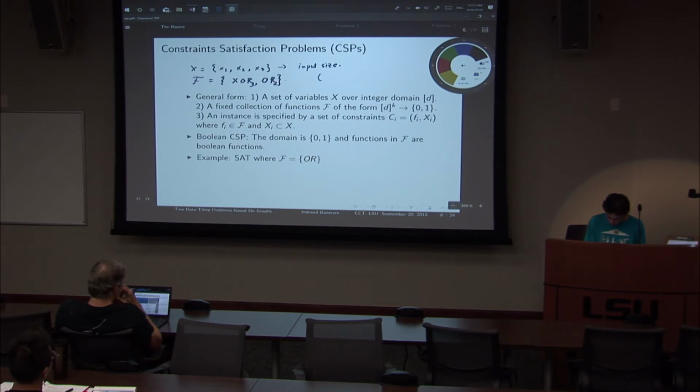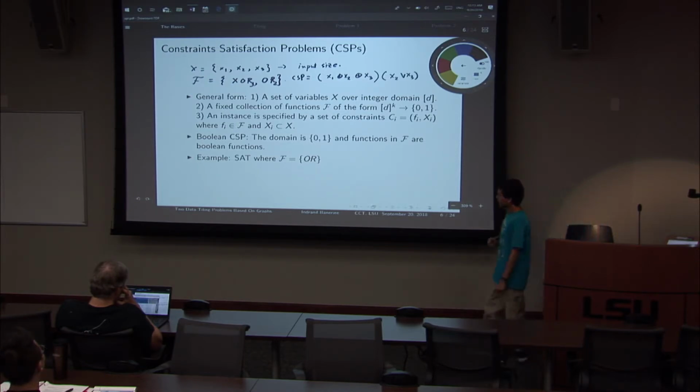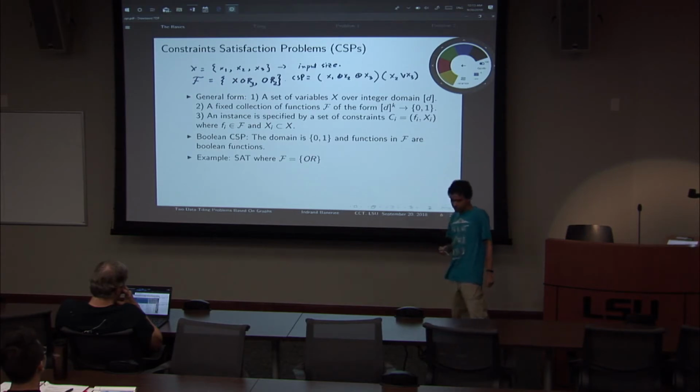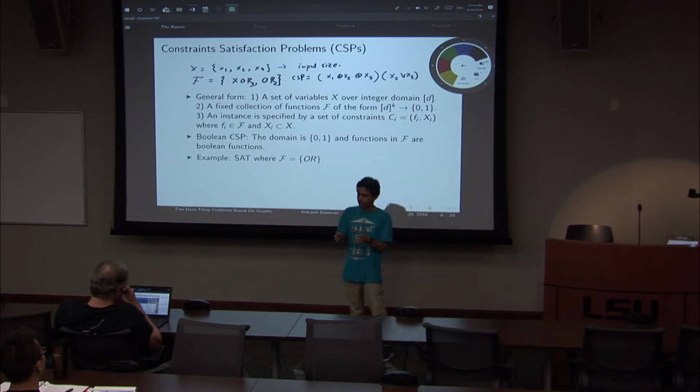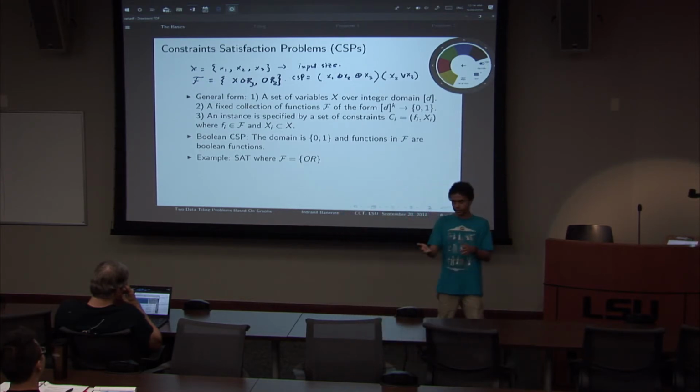I can create a constraint satisfaction problem like this. In the first case I used the XOR, and in the second case I used an OR function. So this CSP is a specific instance of the problem defined by F. Basically F defines the problem. For different types of constraints, we get different problems.